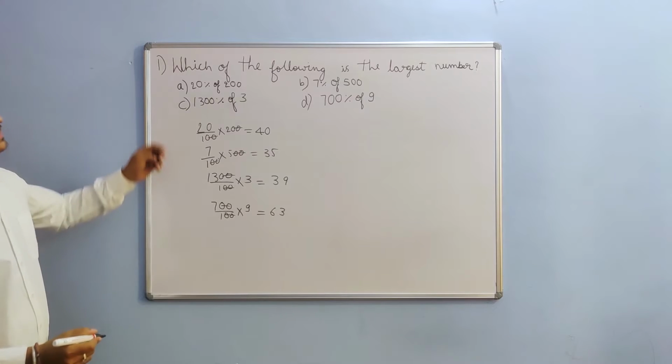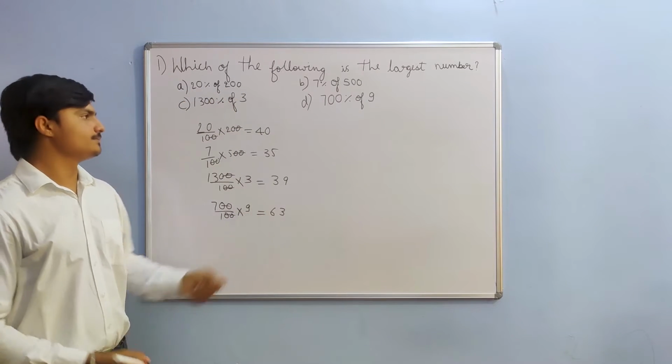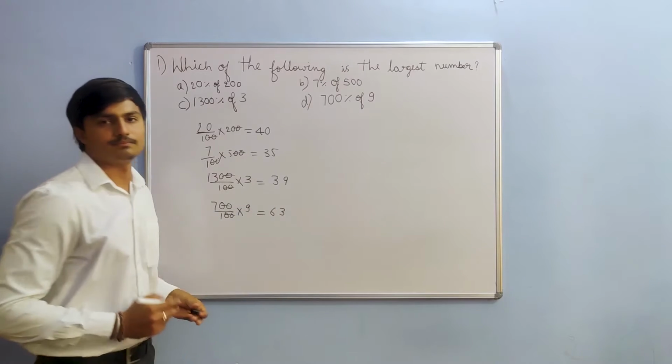So the question is, which of the following is the largest number? So option D is the right answer, that is 63.